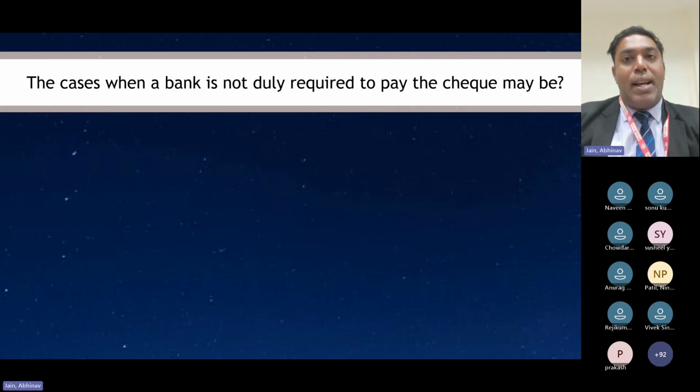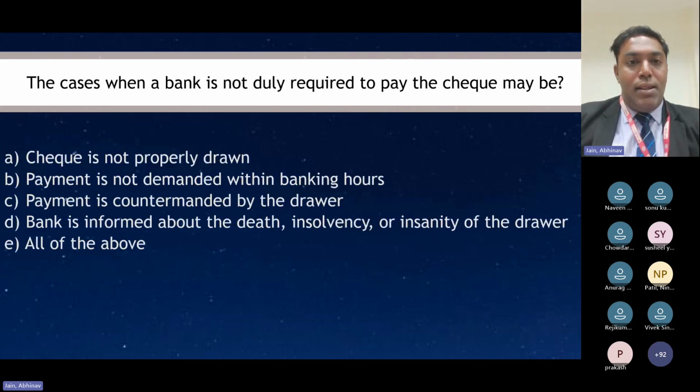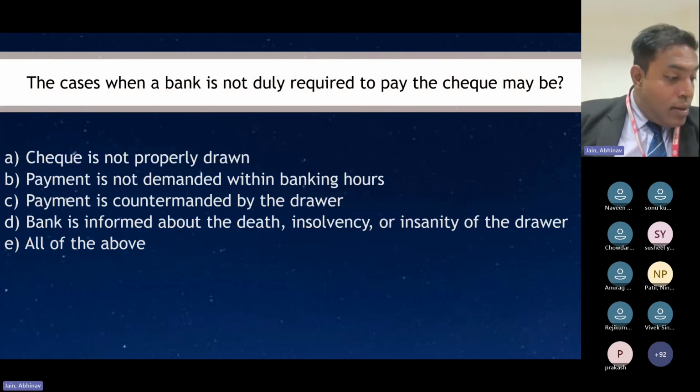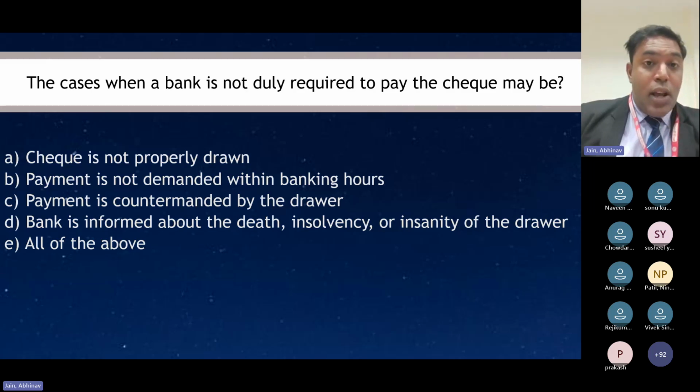Next question. The cases when a bank is not duly required to pay the check may be. In which of the following cases bank need not require to pay the due check? Check is not properly drawn. Payment is not demanded within banking hour. Payment is countermanded by the drawer. And bank is informed about the death, insolvency or insanity of the drawer. In which of the following case bank doesn't require to pay or bank is not bound to pay? Okay. Many responses I have received. Please others also respond. Sandeep, you are responding. Check is not properly drawn.